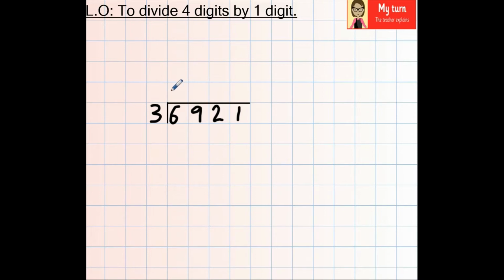So what I'm going to ask myself for ease is how many 3s go into 6? And we know it would be 2. 3 times 2 would give us 6. Remember, it is thousands though, but for ease, this is what we're going to do. How many 3s go into 9? Well, you know that 3 times 3 would give you 9.